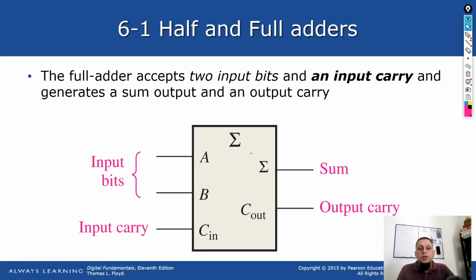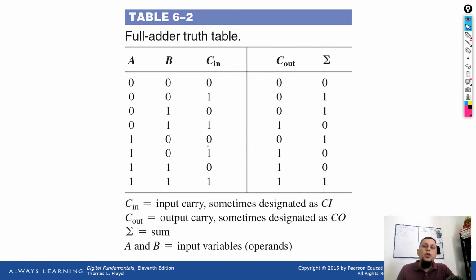So the full adder, as you can see, can take the input carry. That is the only difference. Okay, now how do we implement the full adder? Let's look at the full adder. In the case of the full adder, you have three inputs: A, B, and then the input carry. The input carry could be generated from the previous addition.